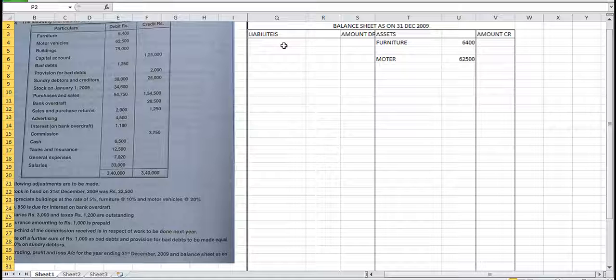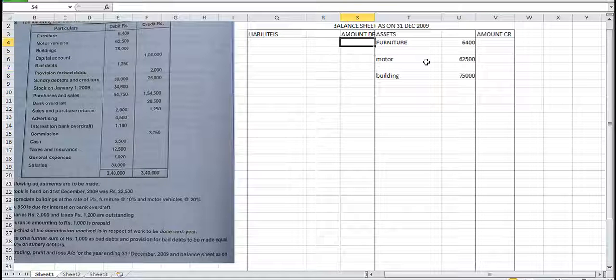Okay, here all is a liability. First furniture. Furniture is how much? 6,400. Second motor vehicle, how much? Motor 62,500. It has depreciation also. So take here building. Building amount is 75,000. It has depreciation. Take inside first.